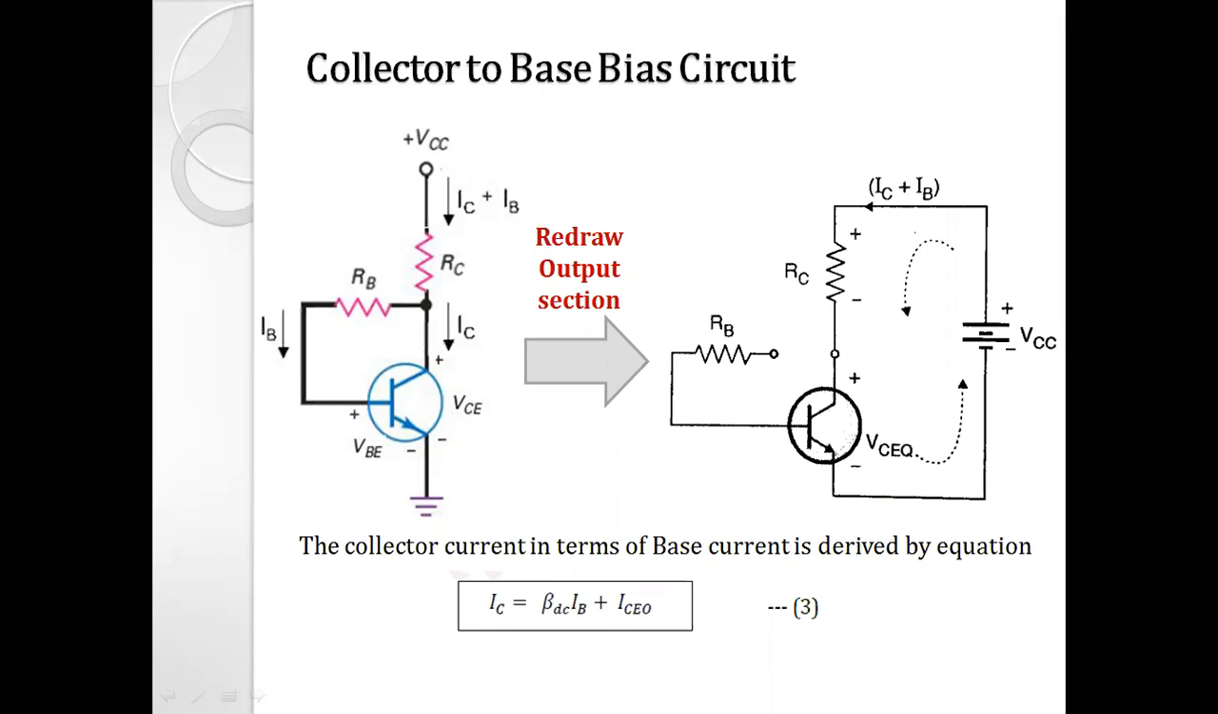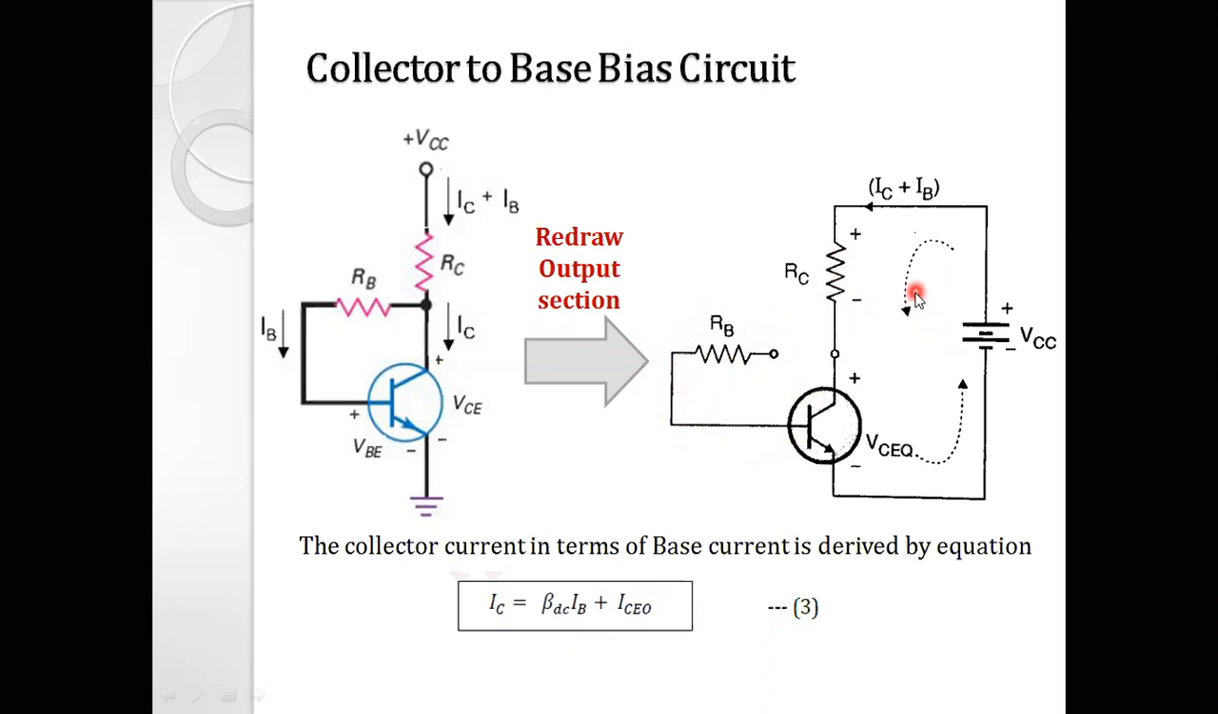Okay. Now let us redraw the output section. While drawing the output section, you can see that the input terminal base is kept open, right? The base terminal, which has the RB resistor, but here this RB is not connected to the collector terminal. It is not connected to the supply via this RC or the collector terminal. The input terminal is floating.